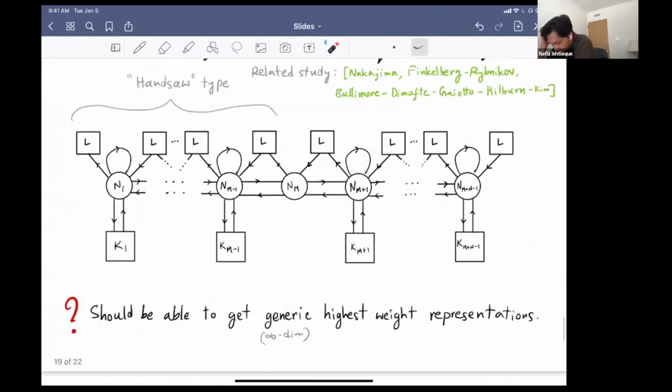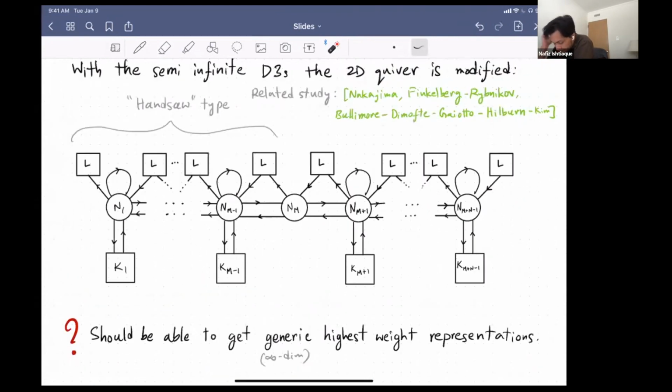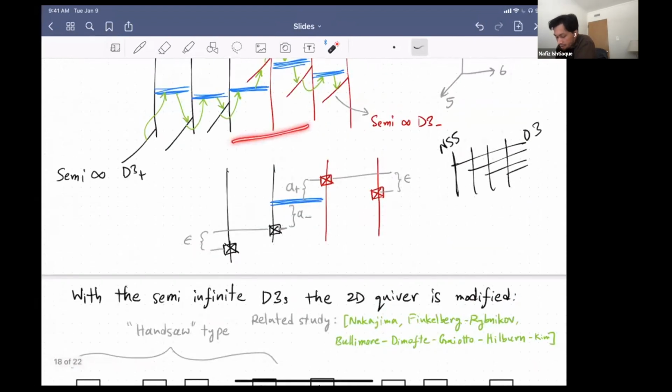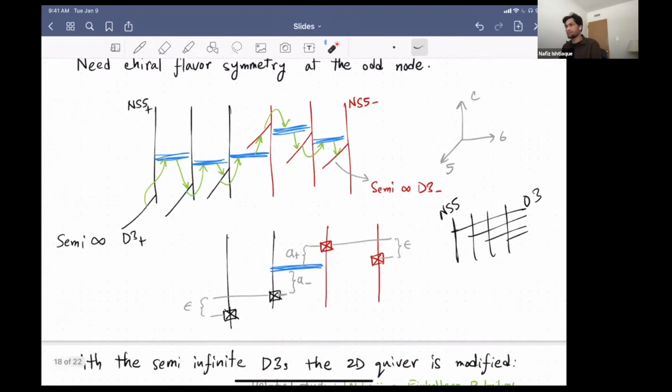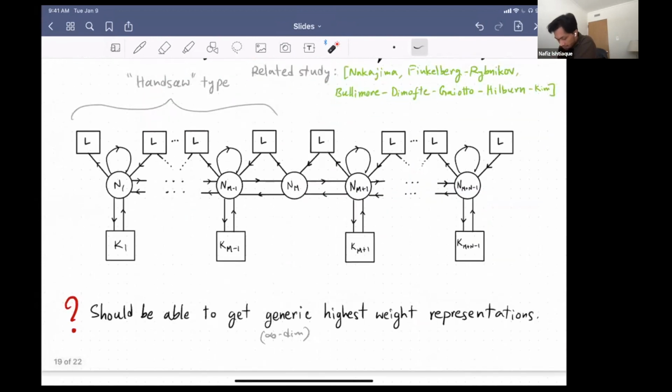All right. So one important thing that I don't understand yet is that it seems like this kind of construction should allow us to consider not only continuous labels at the odd simple root, but also continuous labels at the bosonic simple roots, which would lead us to infinite dimensional highest weight representations. But I have not figured out how that works yet.